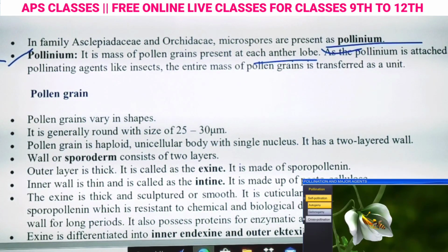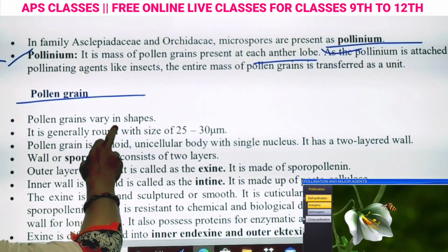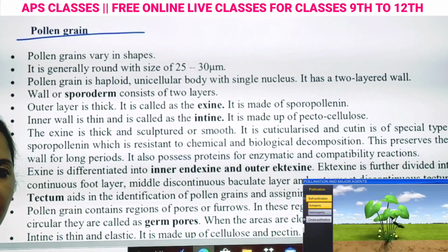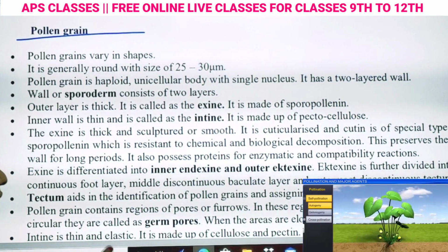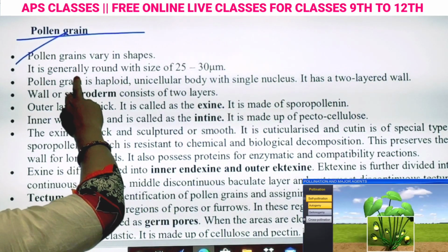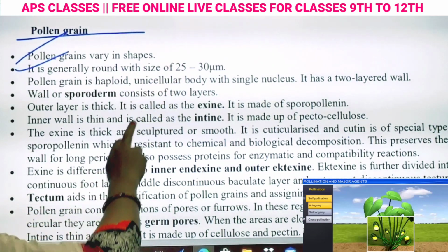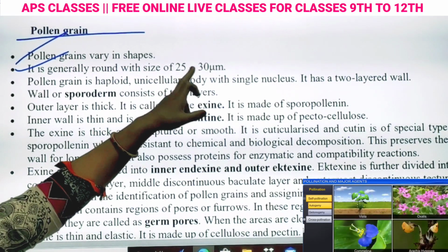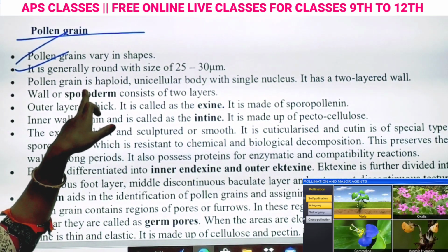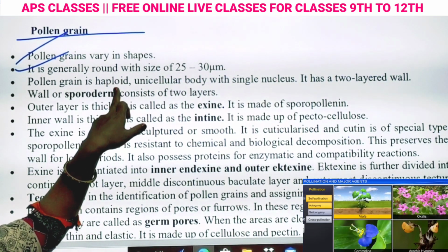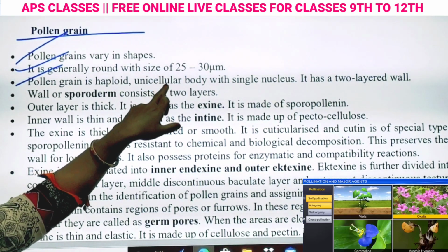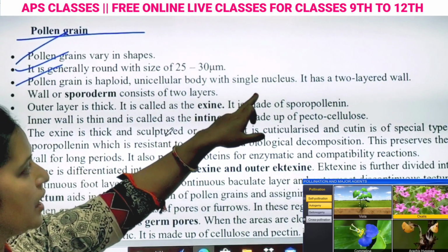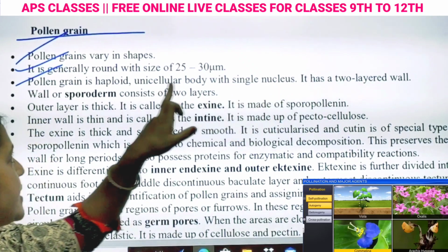Next, pollen grains. Pollen grains vary in shape. जितनी भी pollen grains होंगी, हर किसी की shape अलग होगी, vary करेगी एक दूसरे के साथ. It is generally rounded with size of 25 to 30 micrometer. इनका जो generally round size होता है वो 25 से 30 micrometer के बीच में है. Pollen grains जो होते हैं वो haploid होते हैं. That means they have single unicellular body, इनकी single nucleus होता है, 2 layered walls इनमें.